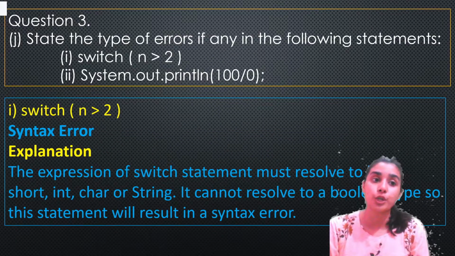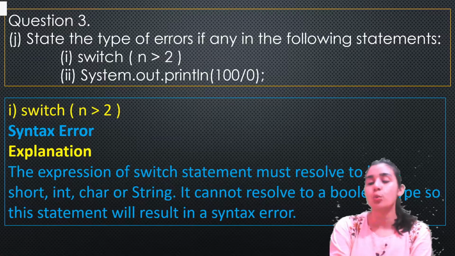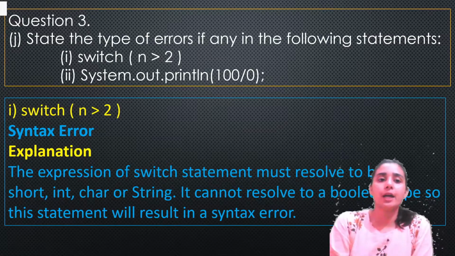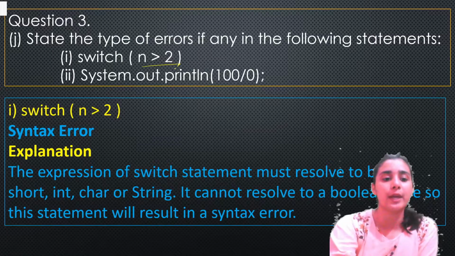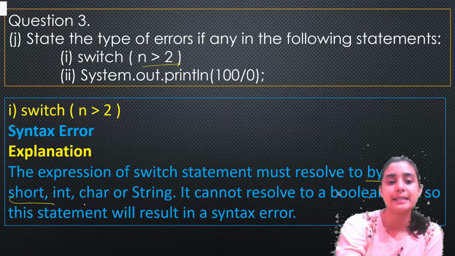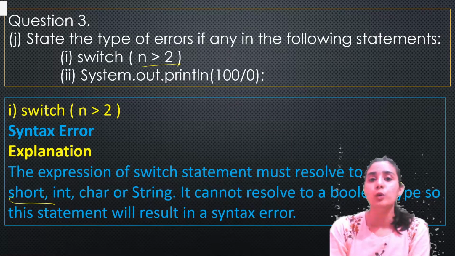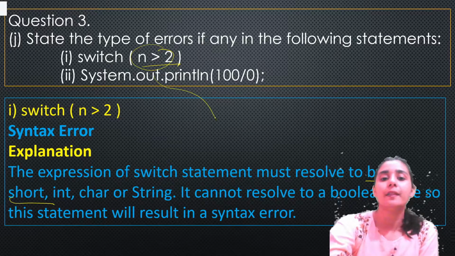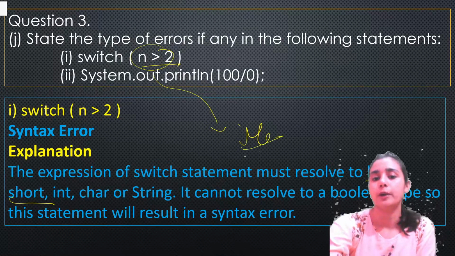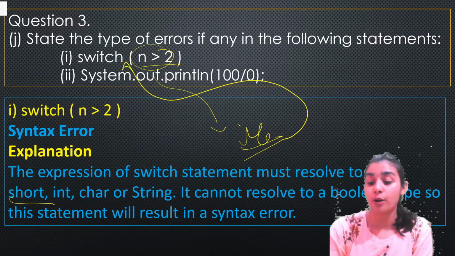Moving to the next question now. This is the J part. The first question is the switch with greater than 2. In a switch case we can use short, byte, integer, char and string, but we cannot use a boolean type of value, that means true and false. We can't give a condition there, that we use with the if condition only, but in the switch we can't do it. So there will be a syntax error only.